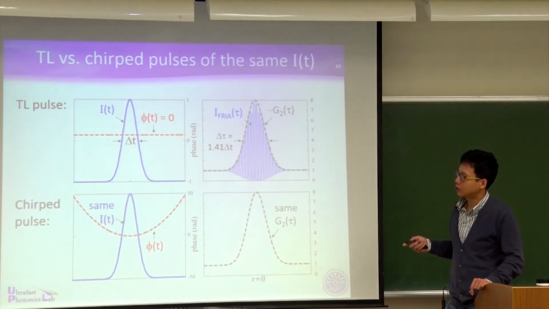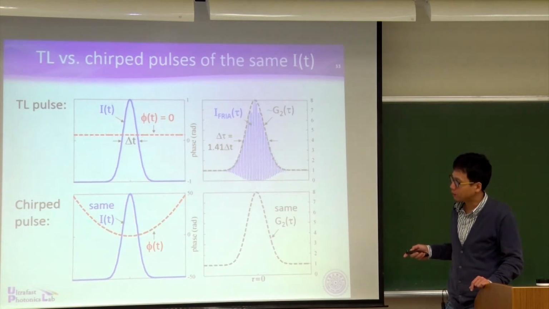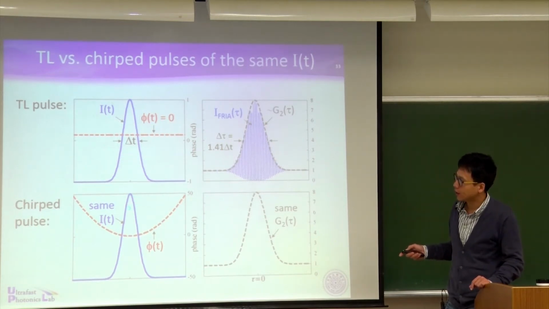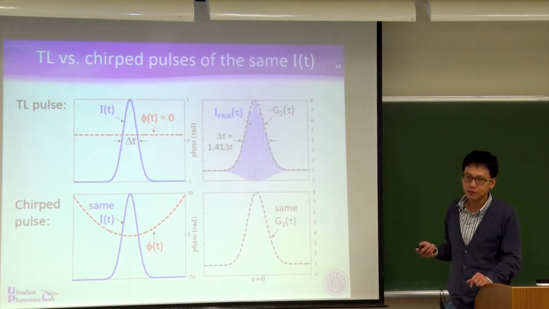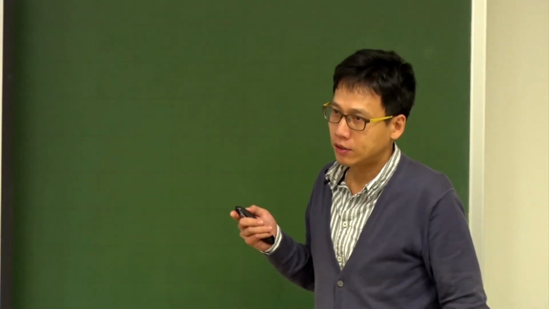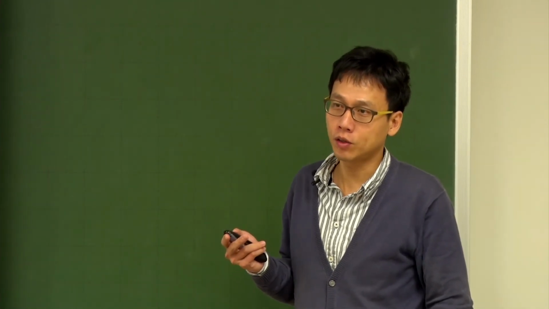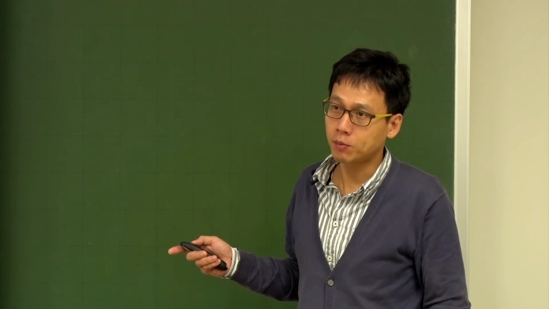Then I change the temporal phase. You see I have a parabolic temporal phase, but I maintain the intensity profile, I of t. So the second intensity profile is the same as the first intensity profile, the same shape, the same width. They only differ by the temporal phase. Then what happens? According to the theory, the G2 function is dependent on your intensity profile, I of t only, right?